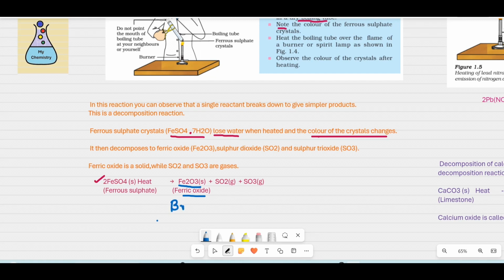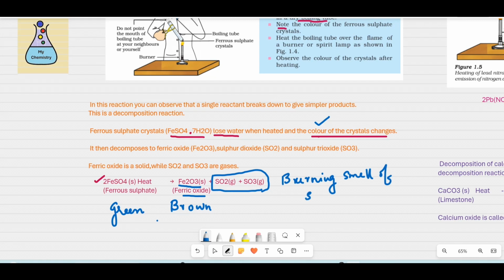So the green ferrous sulfate is changed to a brown colored compound, and along with this we have 2 more gases produced. One is SO2, sulfur dioxide, and then SO3. It is again burned to form SO3, sulfur trioxide. Now, when these gases are released, we get the smell of burning sulfur. So if you are asked to write the observations, we can write 2 important observations. The first one is the color of the crystal changes. The second observation you can write is that a burning smell of sulfur is obtained. So when sulfur burns, as you know, the product obtained is sulfur dioxide, which on further heating gives sulfur trioxide.